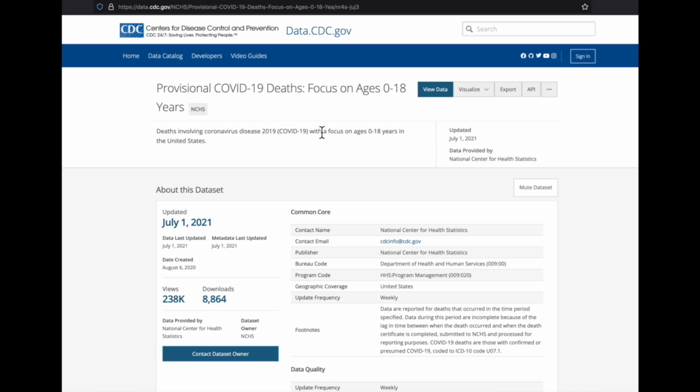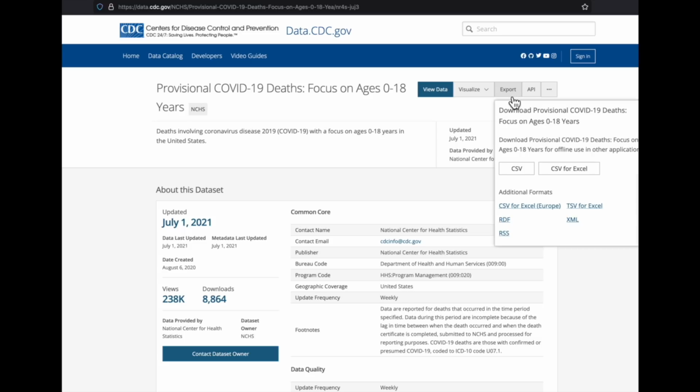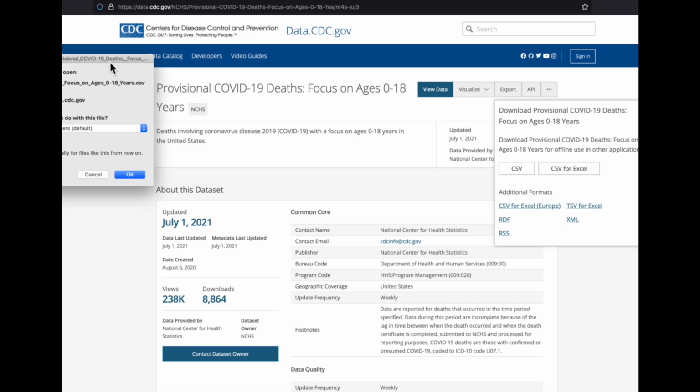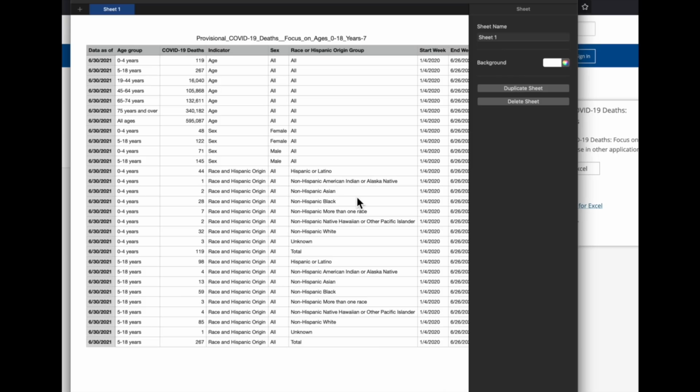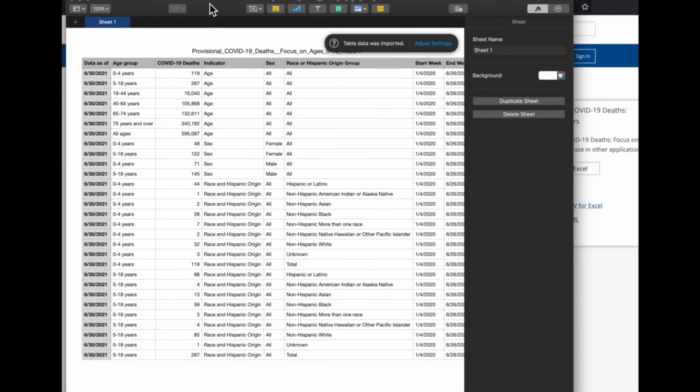So from here, what I'm going to do is come up to the upper right and click on this area that says export. And when I click on export, I'm going to choose CSV for Excel. It's good enough for my computer, it works. And I get this box that says you've chosen to, and what do you want to do with it? And I'm going to say just open it with Numbers, and that's the name of the software that comes with the Mac. And that's it. And the data has now been imported into the computer. And you can now see that here.